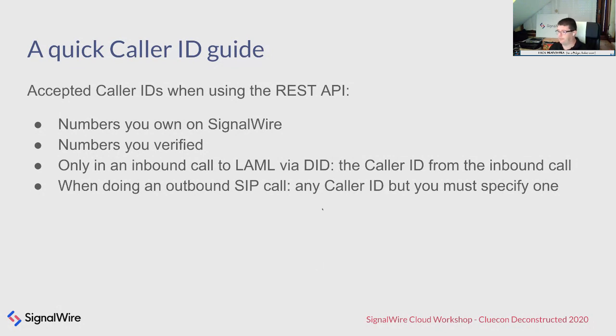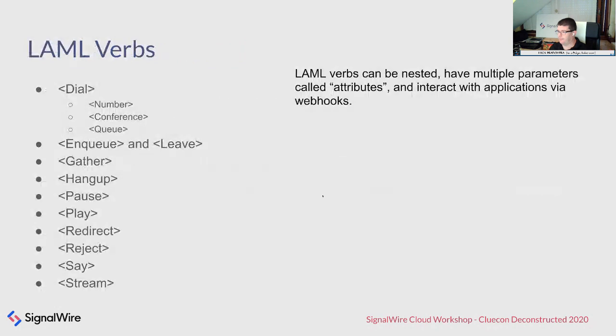Okay, so let's go through a few interesting things with LAML. Of course, I wanted to do some practical stuff in the workshop after some theory, so we won't go through all of them in detail. There's very good documentation about them, but we'll see a couple examples and we'll also go through all of them quickly. So dial is the verb that allows you to dial a phone number.